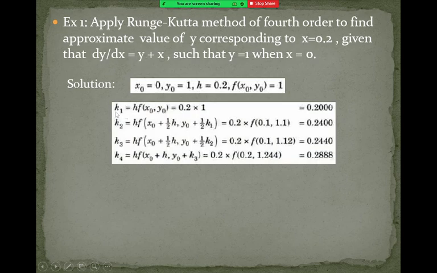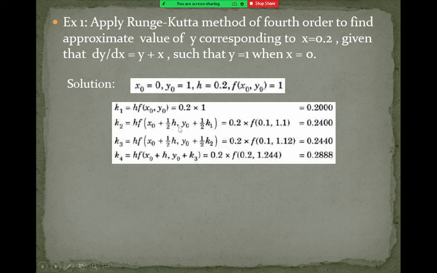First we'll calculate k1, k2, k3, k4. K1 is h times f of x0, y0. You'll observe h is 0.2, so 0.2 into that you will get k1. Now calculate k2. Can you tell me what is x0 plus h by 2? This x0 plus h by 2 value? 0.1, correct.